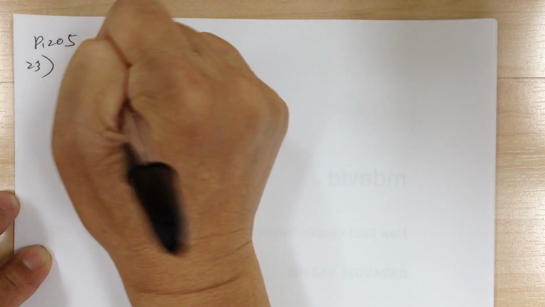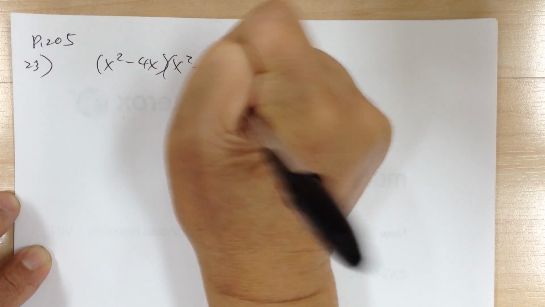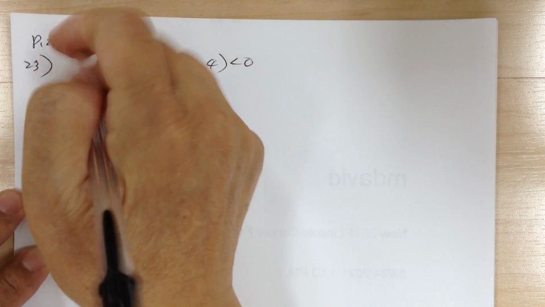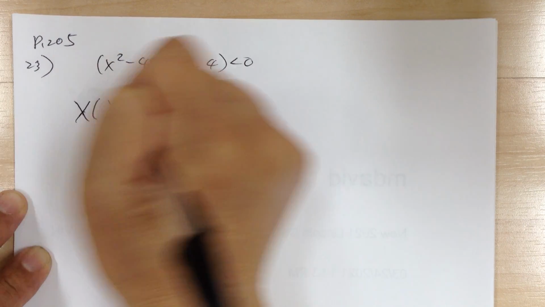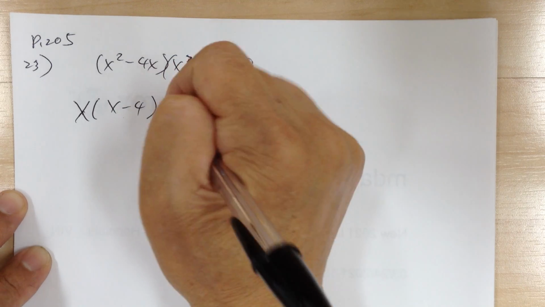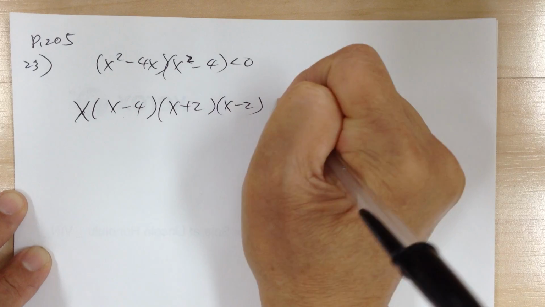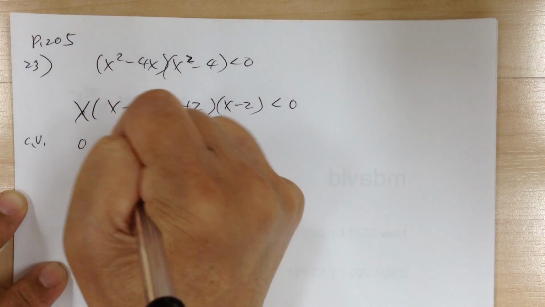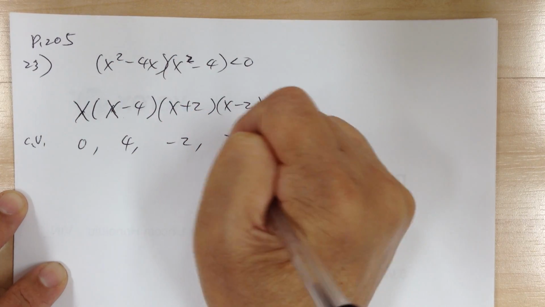Okay, number 23. You've got x to the 4th minus 4x squared less than 0. Again, let's do all the factoring. Step 1, factor out the x squared. So you get x squared times x squared minus 4. This is a difference of squares, so you can factor into x plus 2, x minus 2. Then your critical values are 0, and negative 2, and positive 2.